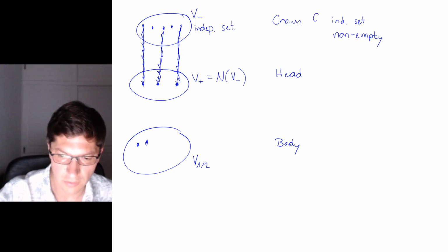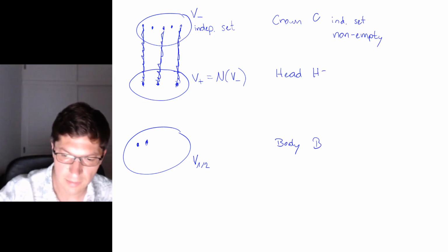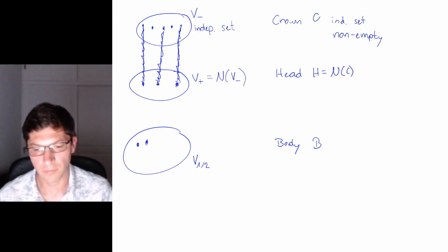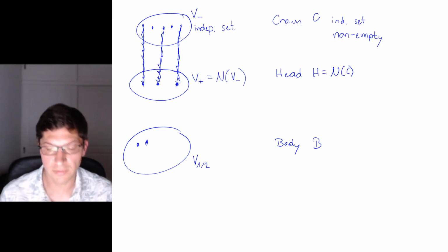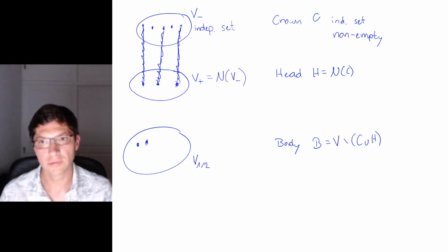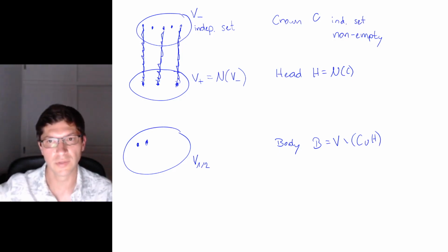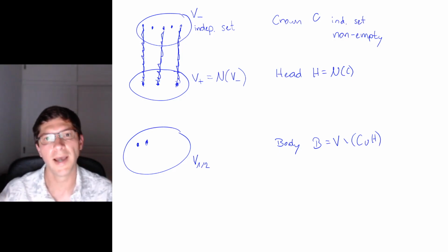So the Quown is C, the head is H, and the body is B. We have that the head is the neighborhood of the Quown. The body is all the remaining vertices, so that's the vertex set minus C and H. And this matching must exist, the matching that goes in between the Quown and the head, and that saturates every vertex of the head.